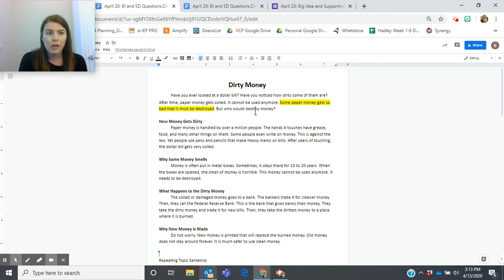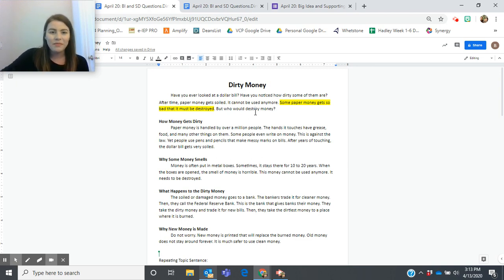How money gets dirty. Well, that seems to me to be a text feature. I see a header. I know that when I see a header for a text, it's going to let me know what the paragraph's going to be about. How money gets dirty? It's probably going to tell me how money gets dirty.